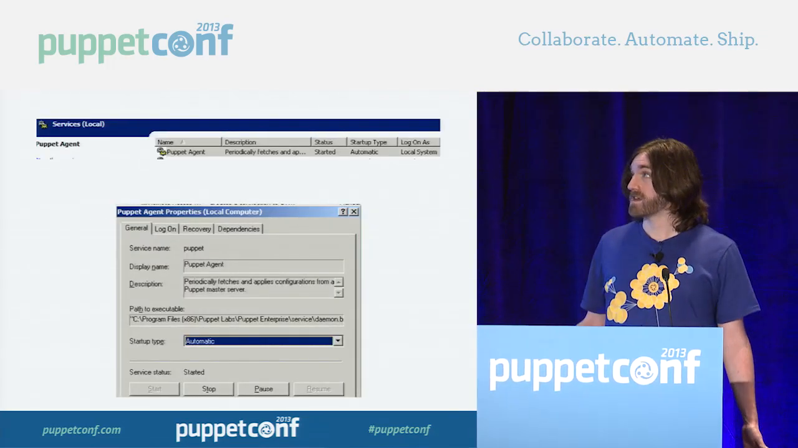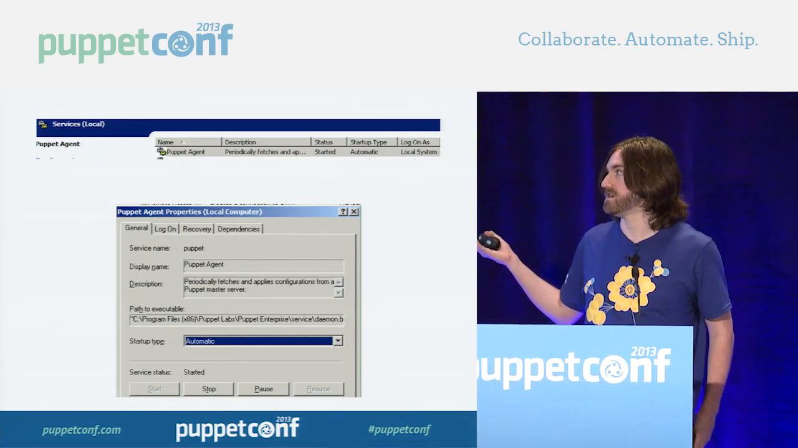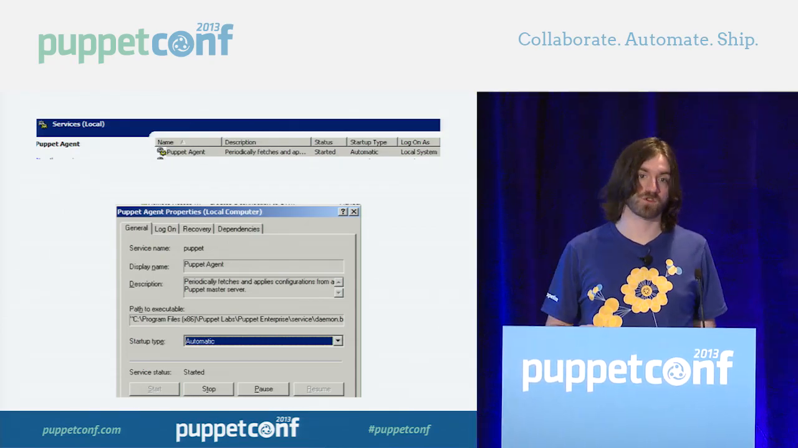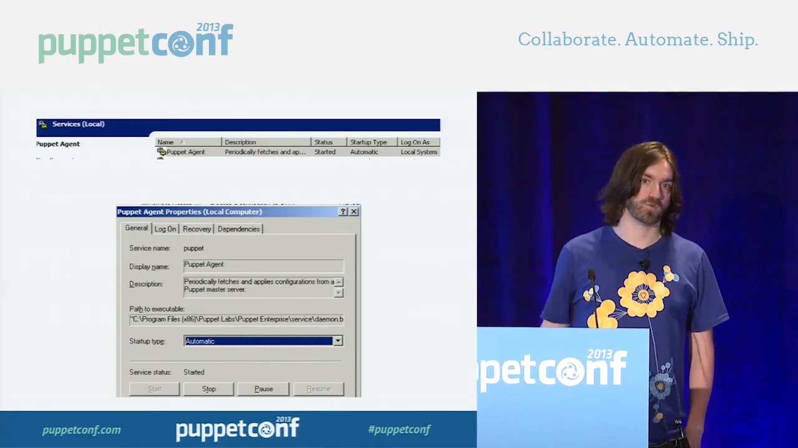So once it's there, it runs as a simple Windows service. The screenshot here is from the services.msc screen. Similar to on Linux, where you'd be running an init script, Puppet in Windows, you just run off of a basic Windows service.